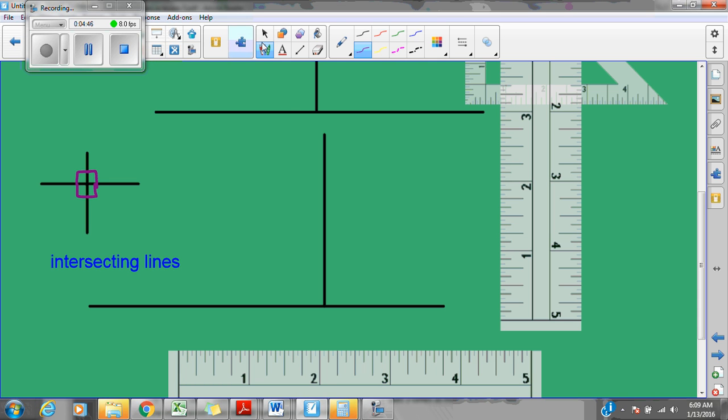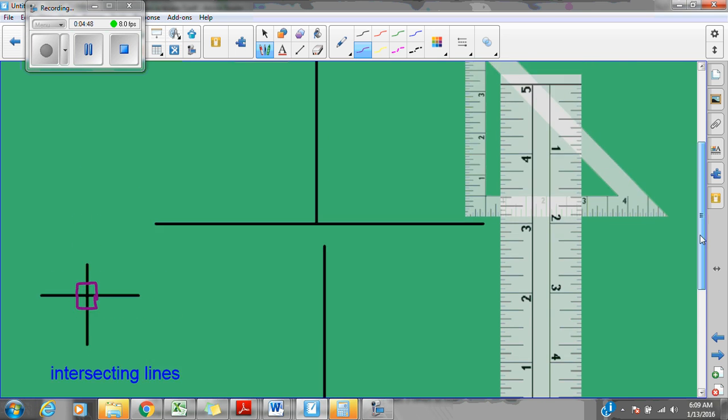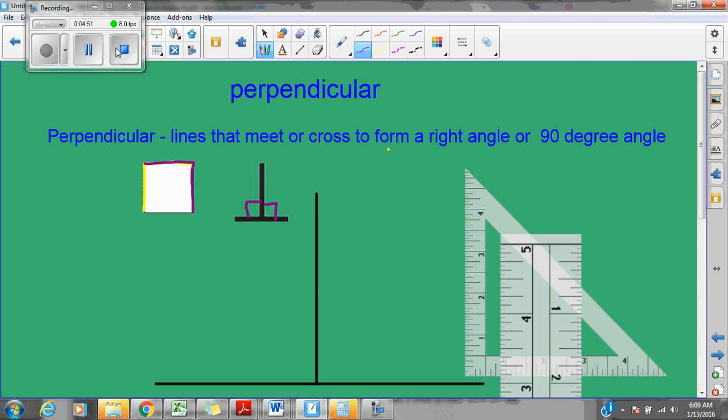And so that is what perpendicular lines are. It is lines that meet or cross at a right angle or a 90-degree angle.